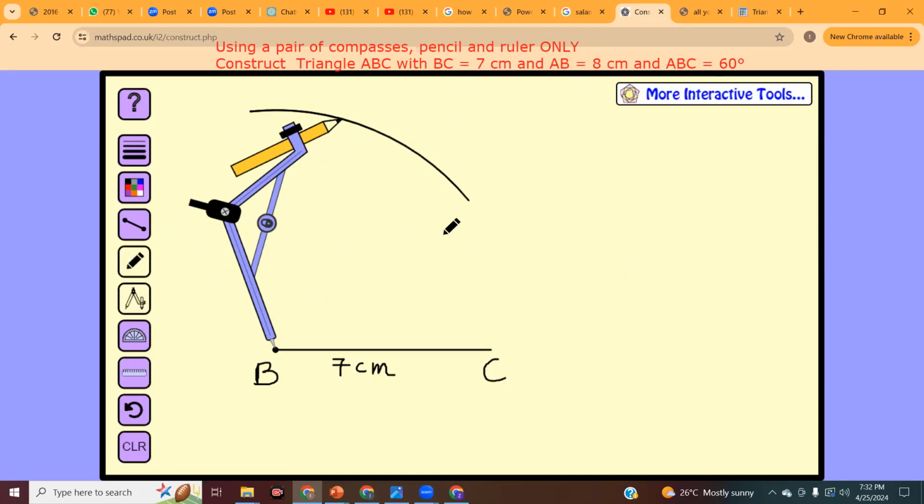Can't hear from Akiro. So we draw an arc that spans 8 centimeters from B. Next thing that we do is what? We're going to do what they say: ABC. ABC has to be how many degrees? How many degrees should ABC be? 60 degrees, very good. And so we're gonna draw a 60-degree angle, right?